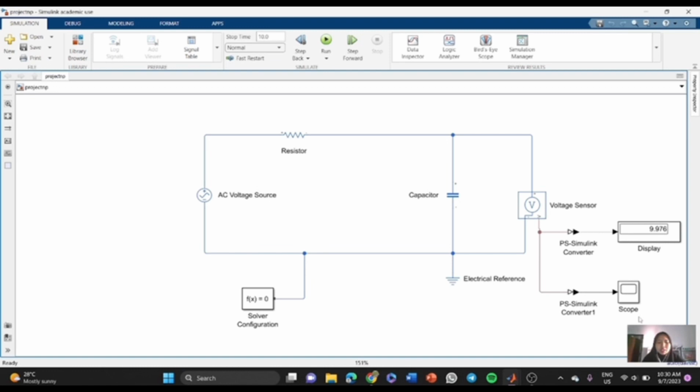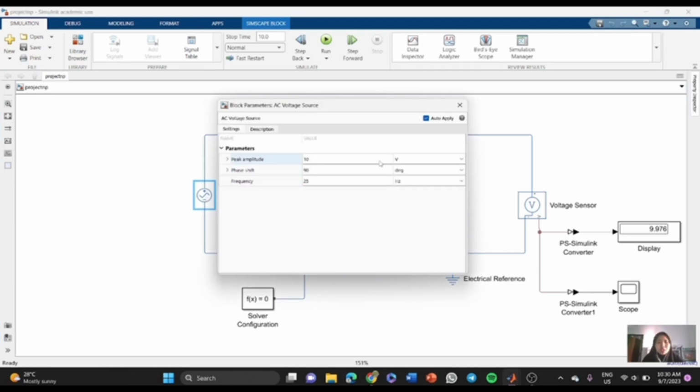After that, we need to enter the values of the components that have been given. Resistor is 4.7 kilo ohm. Capacitor is 47 nanofarad. And enter the values of the AC voltage source: start with 10 volt, phase shift 19 degrees, and frequency we assume to be 25 Hz.